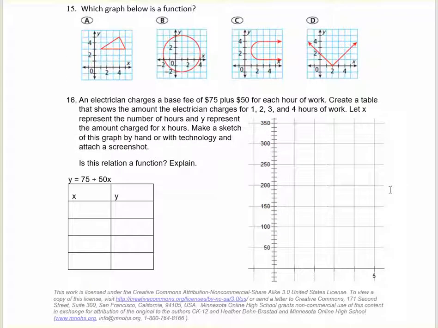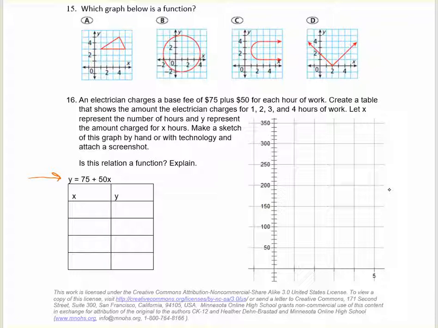All right, let's look at number 16. 16 says an electrician charges a base fee of $75 plus $50 for each hour of work. Now, in the last worksheet, we practiced writing functions from rules, but I've already written this one out for you. So you're going to create a table that shows how much the electrician charges for 1, 2, 3, and 4 hours of work, just like in your last worksheet.